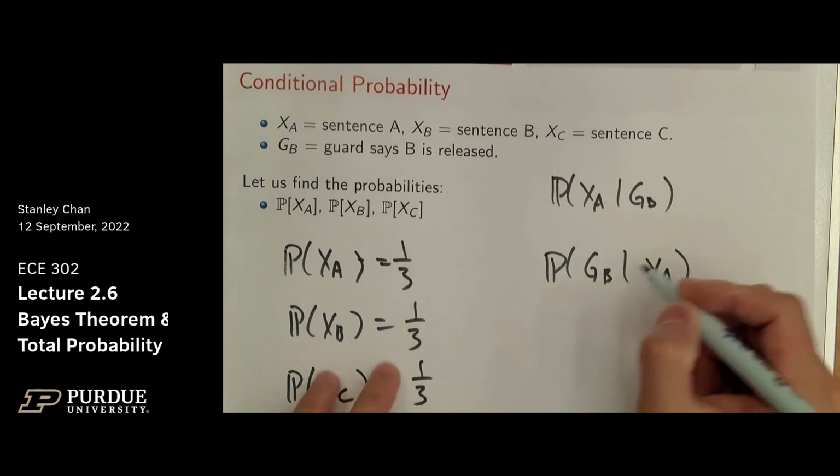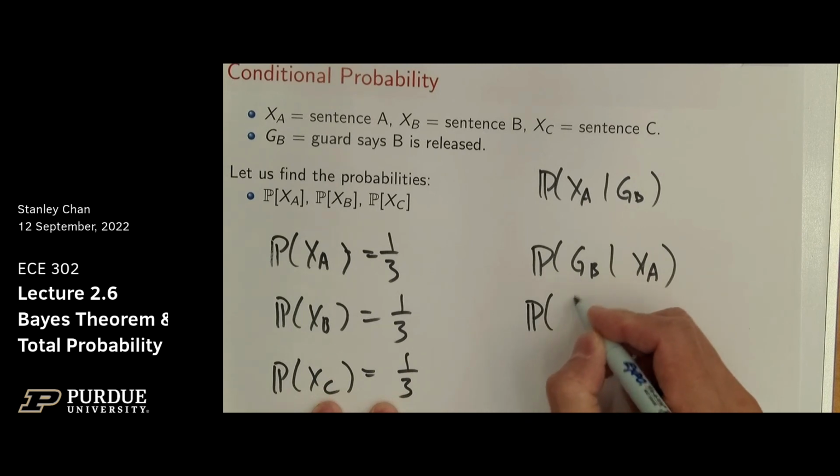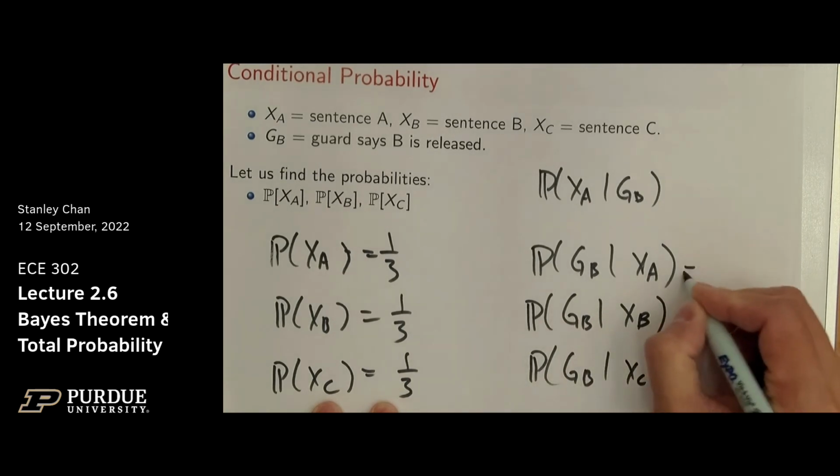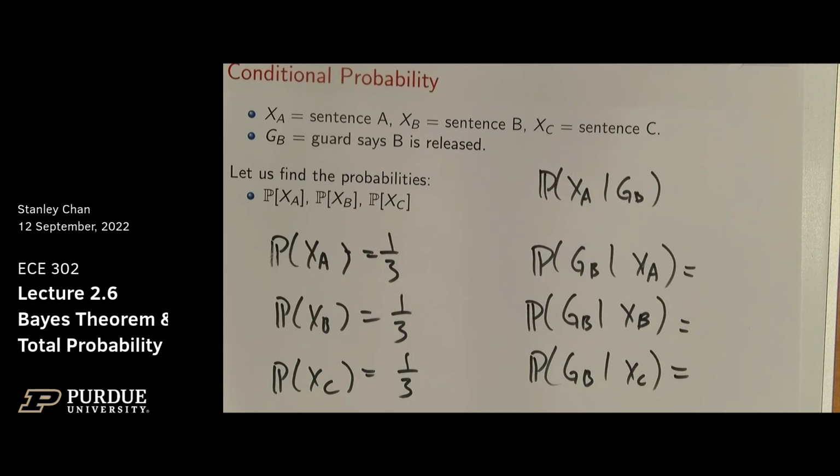Okay, so let's calculate that, right? So now there are three equivalent events, right? XA, XB, and XC. So there are three cases, clearly, right? So let's work on the easier one. Okay, the second one. Let's say the actual execution is B. So B is sentenced. The guard comes to you, and then can the guard say that B will be released? Impossible. He knows that B is sentenced. So that's 0. It just will not happen.